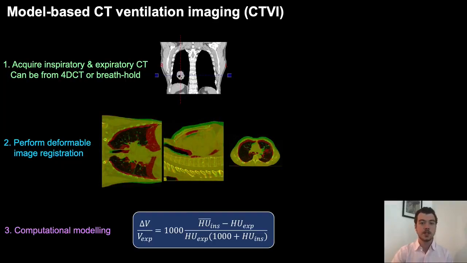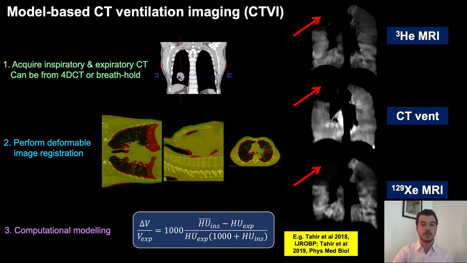CT ventilation imaging, or CTVI, aims to derive images of regional lung ventilation from multi-inflation CT, acquired without contrast or specialized equipment. These CT ventilation surrogate images are derived using an inspiratory and an expiratory CT image, acquired during tidal breathing or breath hold. Deformable image registration is then conducted to ensure that both inflation levels are in the same spatial domain. We then apply a computational model to derive the surrogate ventilation images.